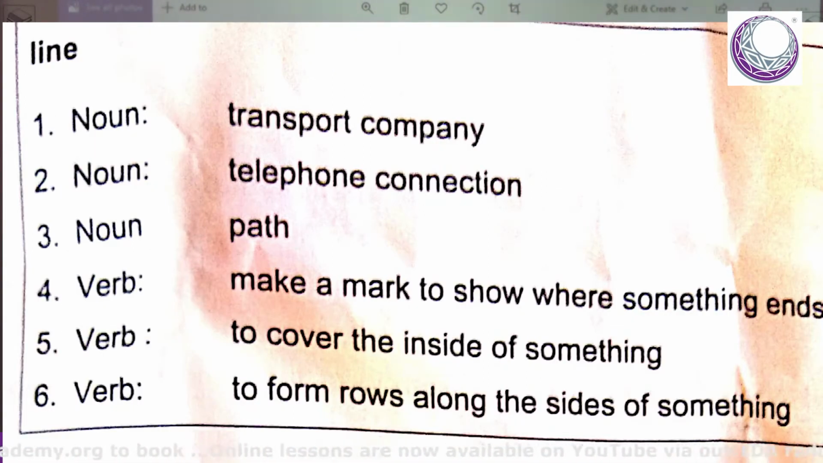So we can say, which one do we qualify? It's a transport company. Definitely goes to 1 as your answer choice. Then we can move on to the next one.